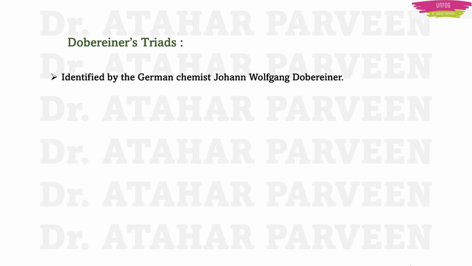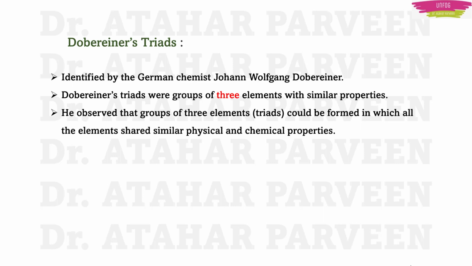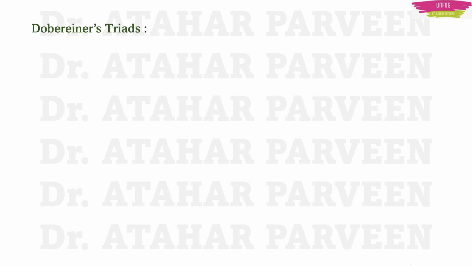Now this story starts with a German chemist named Johann Wolfgang Doberiner. What he did was, he grouped three elements with similar properties, and he called these group of three elements as triads. Okay, triads means group of three elements. He observed that these group of three elements, or these triads, could be formed in which all of the elements had similar physical and chemical properties. Then he gave the law of triads in 1864.